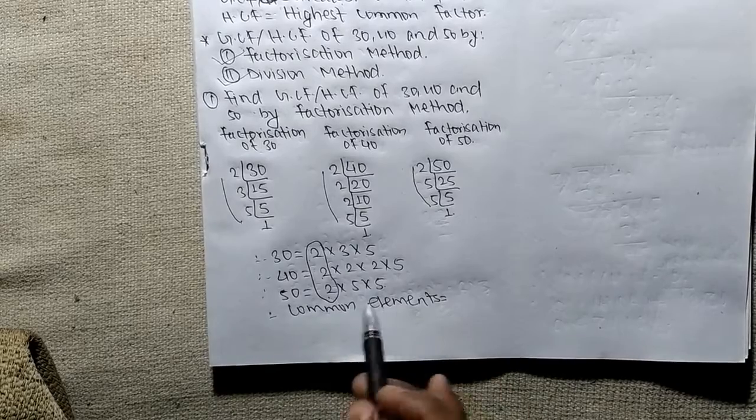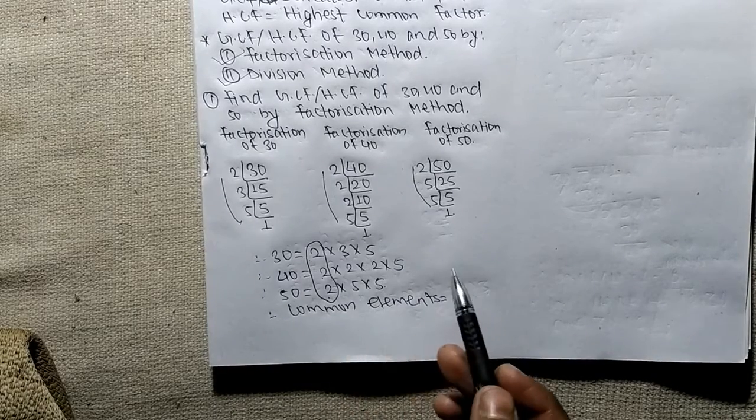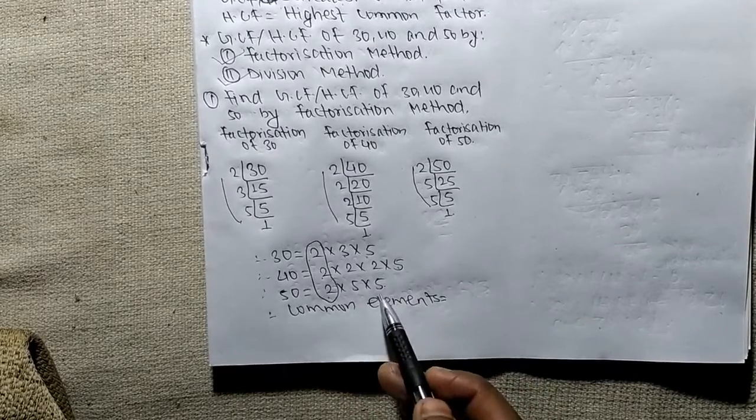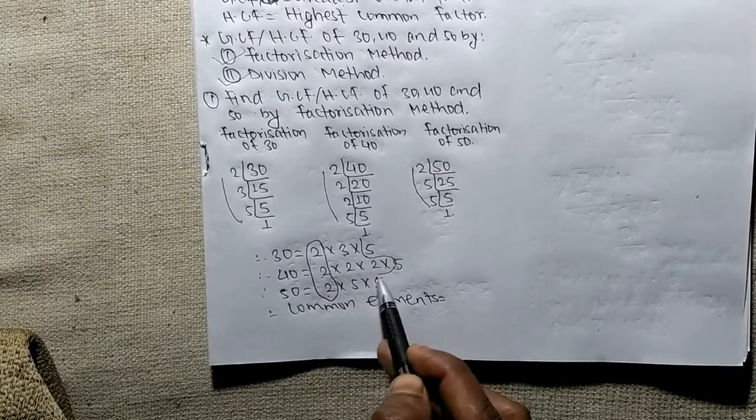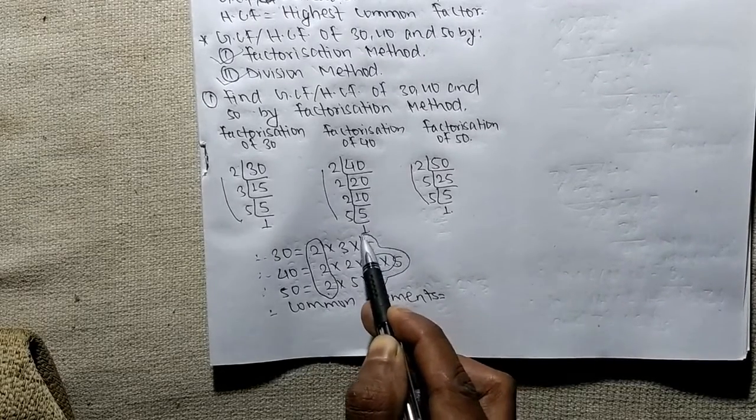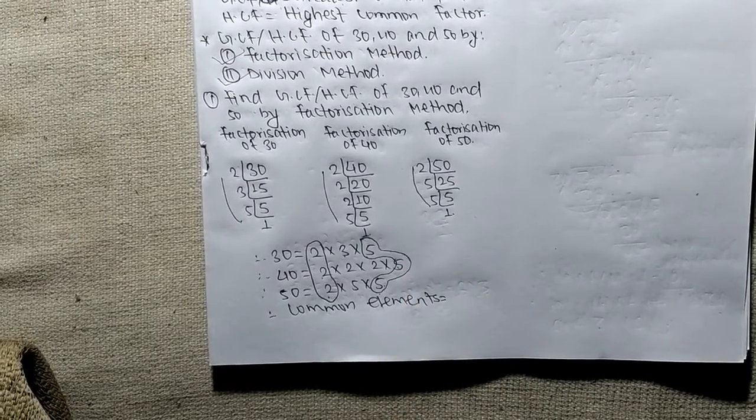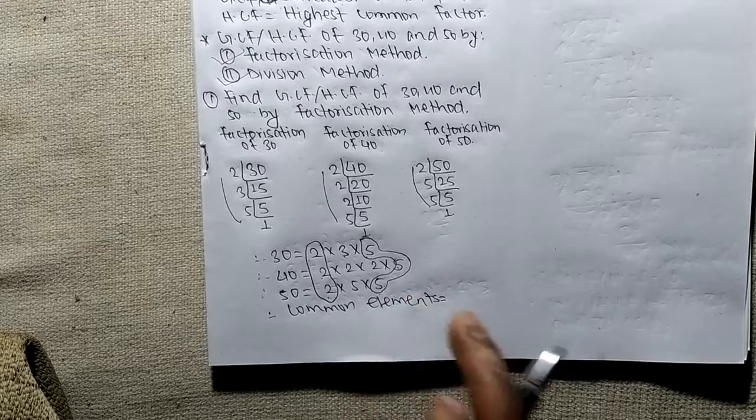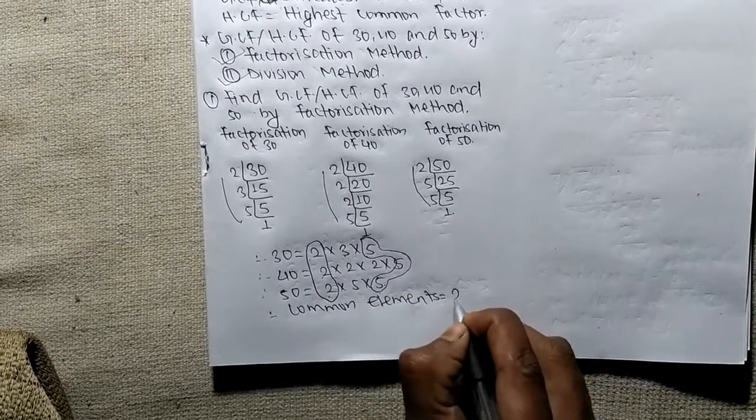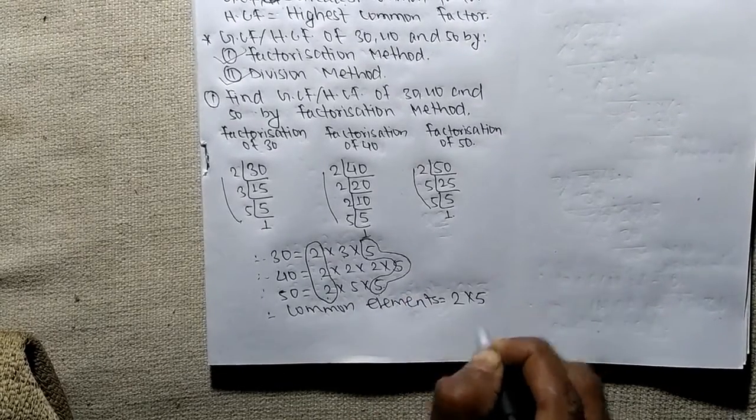Like as 3 is present in only the first number. Like as 5 and 5. So 5 is present in all these three numbers' prime factors. So 5 becomes our second common element. So here 2 and 5 are common elements. So we can write common elements are 2 and 5.